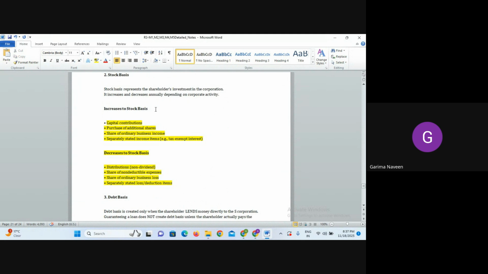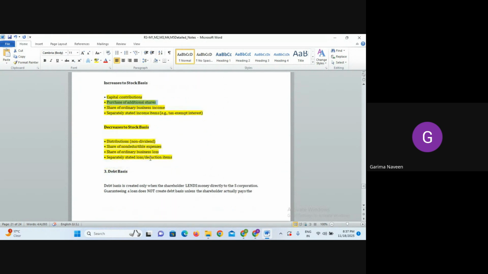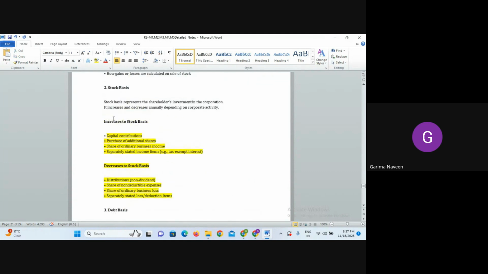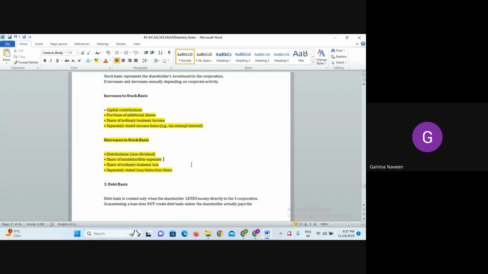So you need to add your contribution and your income, the percentage of income you are getting from the S corporation, whether it is taxable or non-taxable, ordinary or separately stated. If you have made any additional contribution, that is also added to your stock basis. But distributions, losses, deductions, and non-deductible expenses will reduce your stock basis. Okay, so this is how you get your stock basis. Is it clear?